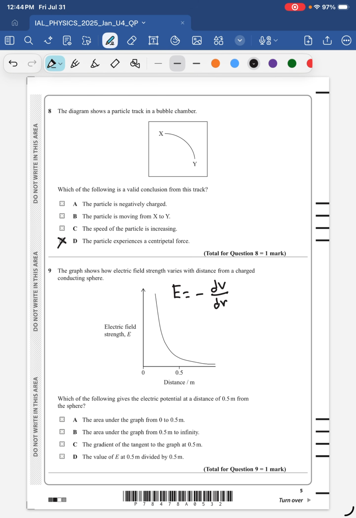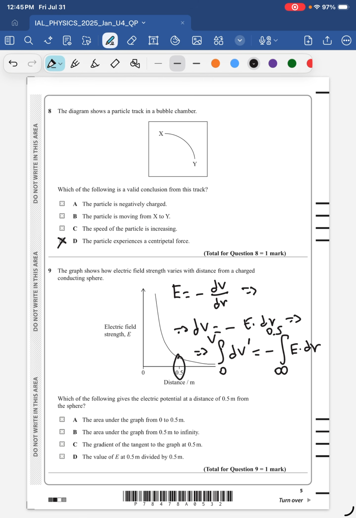So how can we find the potential at 0.5 meters though? Okay, so let's solve this. dV is minus E times dr. If we integrate dV from wherever the potential is zeroed to some distance, let's make this a dummy variable, then we need the integral from where the field is zero, and the field is zero at infinity, up to the distance 0.5, and we have to integrate E times dr.